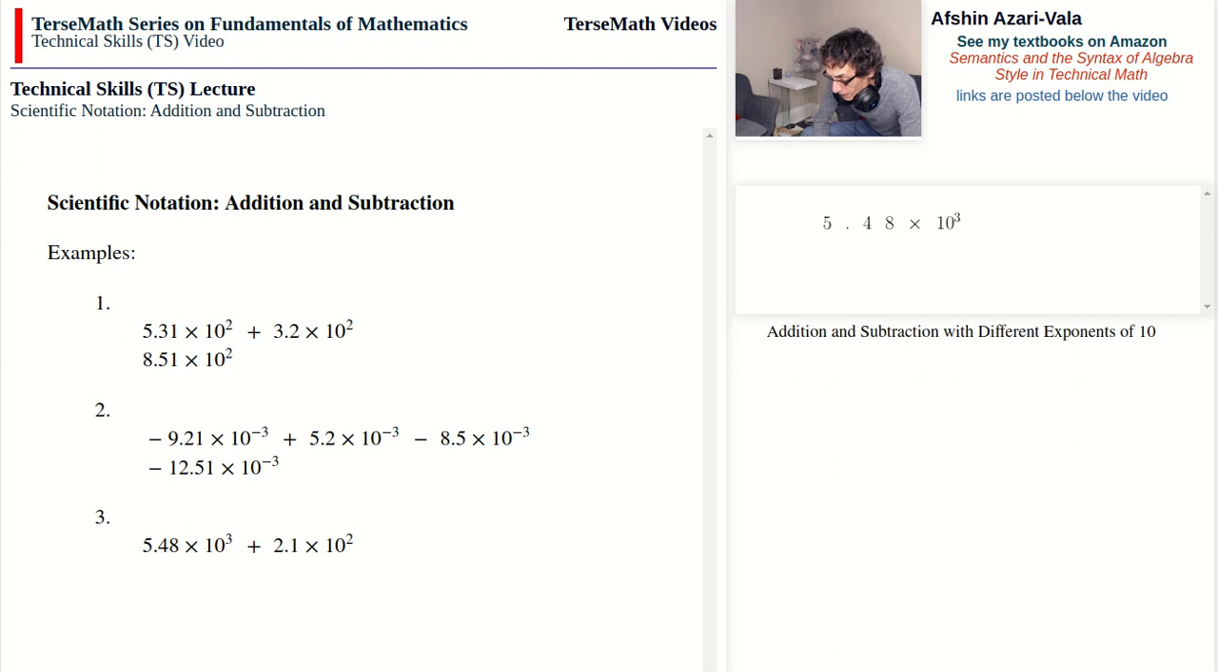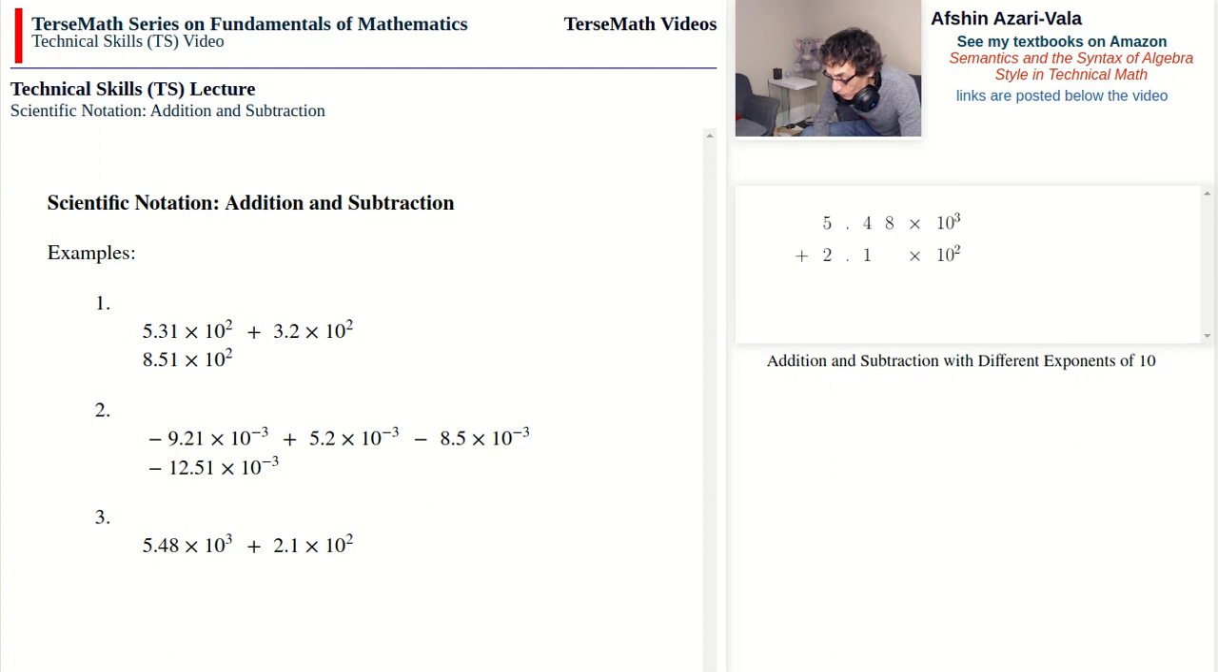And so here's the image for this addition. So this will not work. We may not line up the decimal point. Again, if you think about the decimal representation, 5.48 times 10 to the power of 3, decimal point moves forward over 3 digits, and we get 5,480. And in 2.1 times 10 to the power of 2, decimal point moves forward over 2 digits, and we end up with 210. And therefore, as you can see, the 2 and the 5 do not line up.